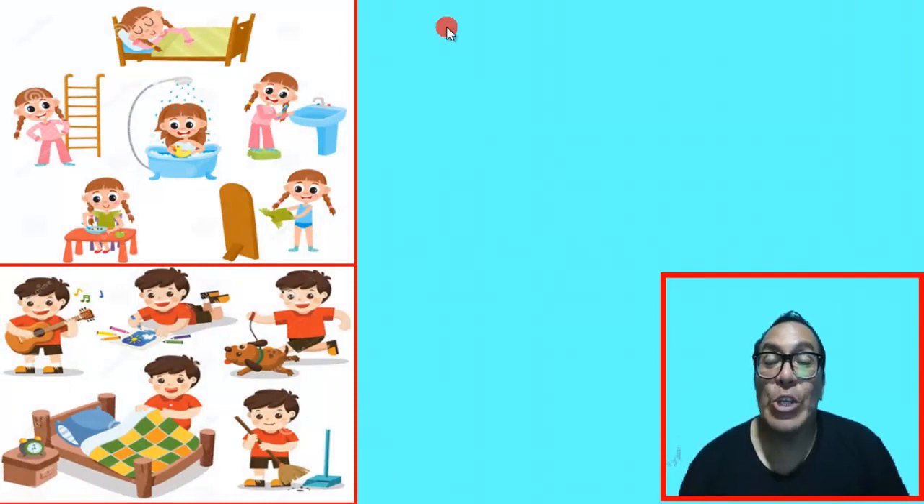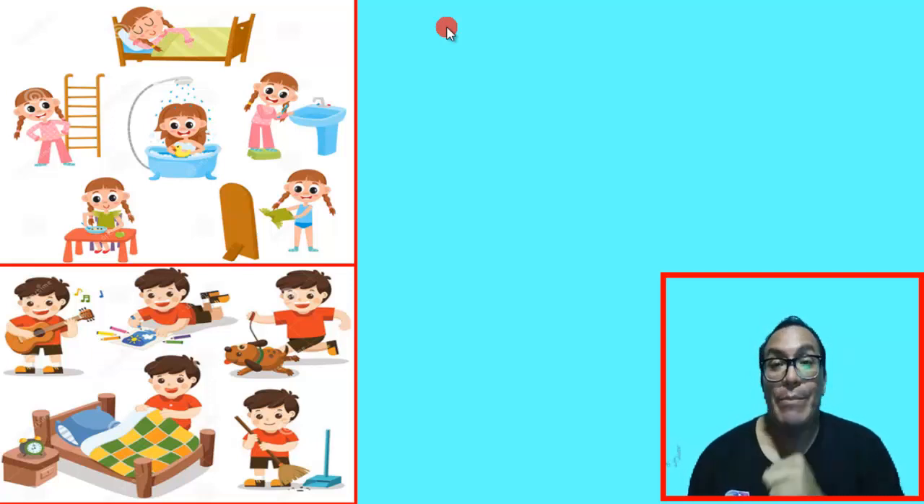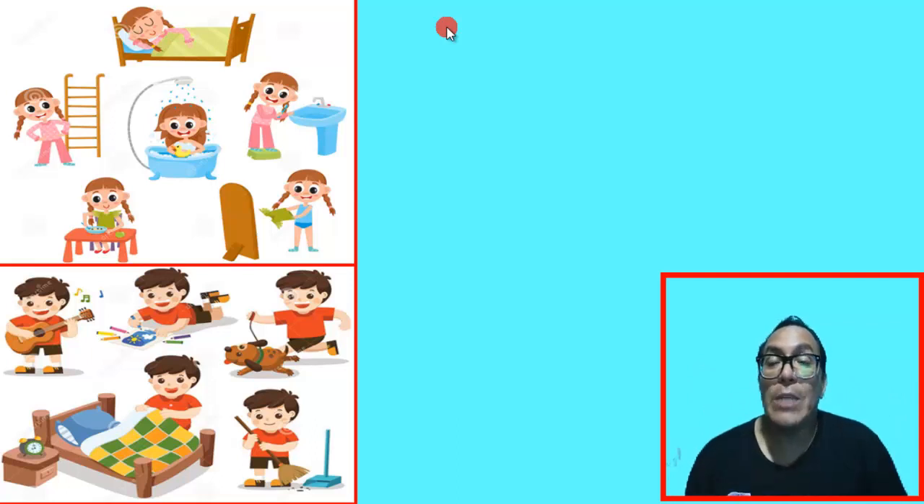Okay, pay attention please. Here we have got two pictures and we have got two routines. Look at please these two routines. Mira estas dos rutinas. ¿Son iguales o son diferentes? Look at this here. Right, that's right. So those routines are different, right? Are different. It means that each person has got a different routine from others.